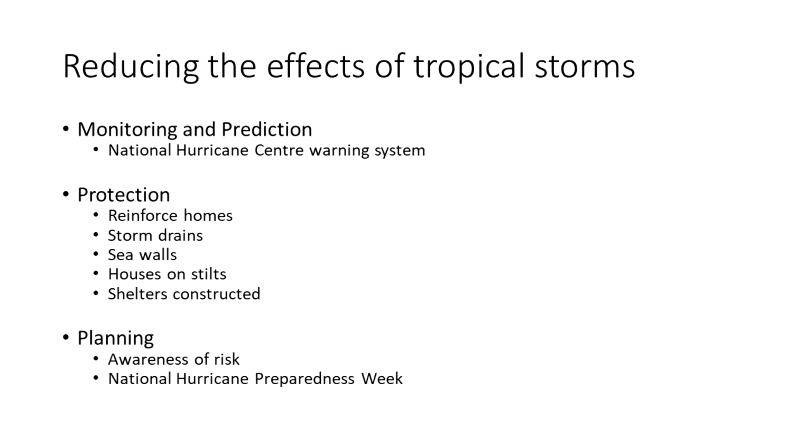And also the last P is planning, so awareness of the risk, making sure the people in the local area know that they are at risk and this could happen. And the National Hurricane Preparedness Week, which tries to get the message out about what people can do to prepare, have a plan for evacuation, and just get ready if this was going to happen again. So that is a quick summary of tropical storms, the case study of Typhoon Haiyan, and the 3 Ps relating to tropical storms.